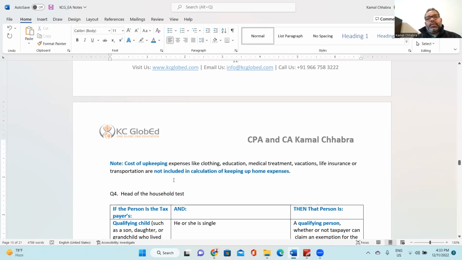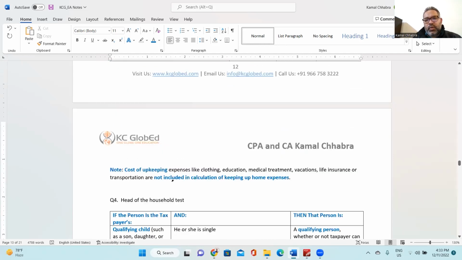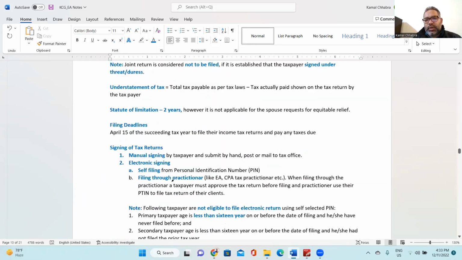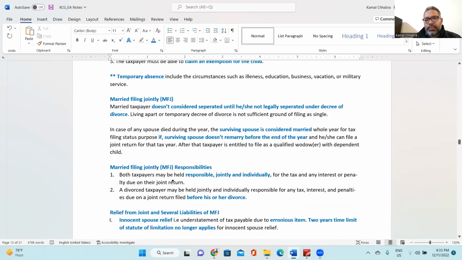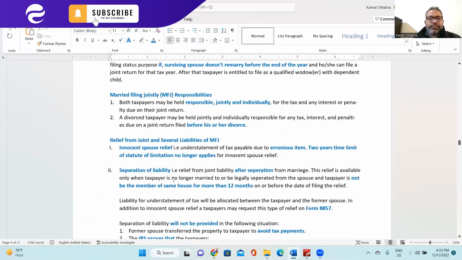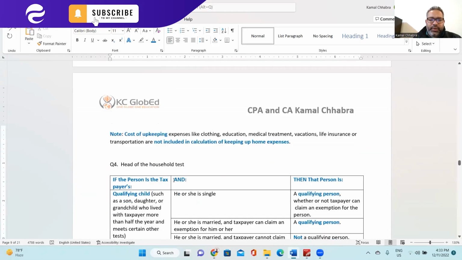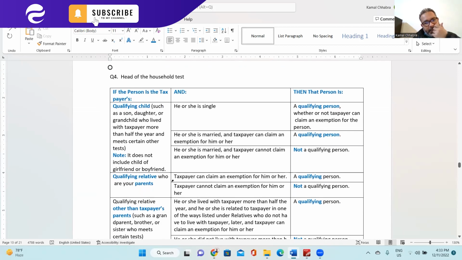Right? So another question is the head of the household test. So we have seen these are the 4 conditions. What are the 4 conditions you need to meet to be the head of the household? First one is unmarried or considered to be unmarried. Second is paying more than half of the expense for the household. Third is being a taxpayer, and the fourth is having a qualifying dependent person, either a child or a parent, right? So now another practice thing is how to identify the qualifying person.